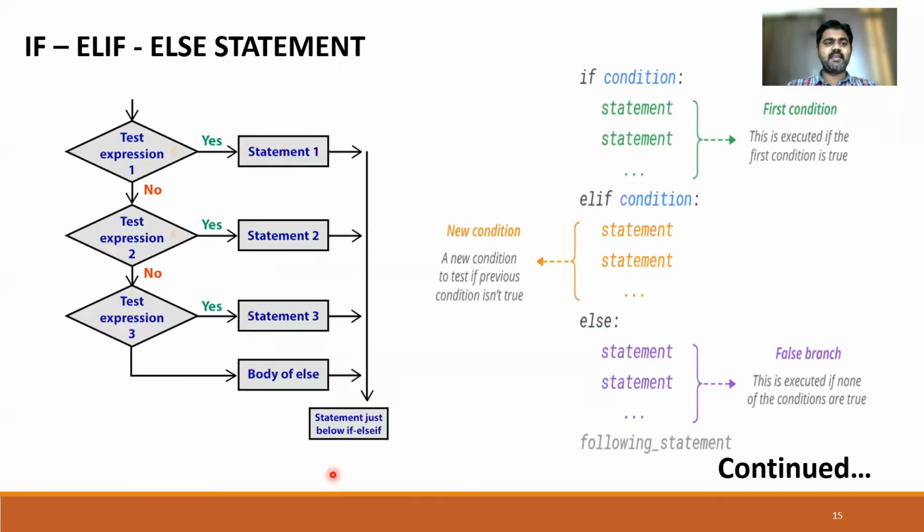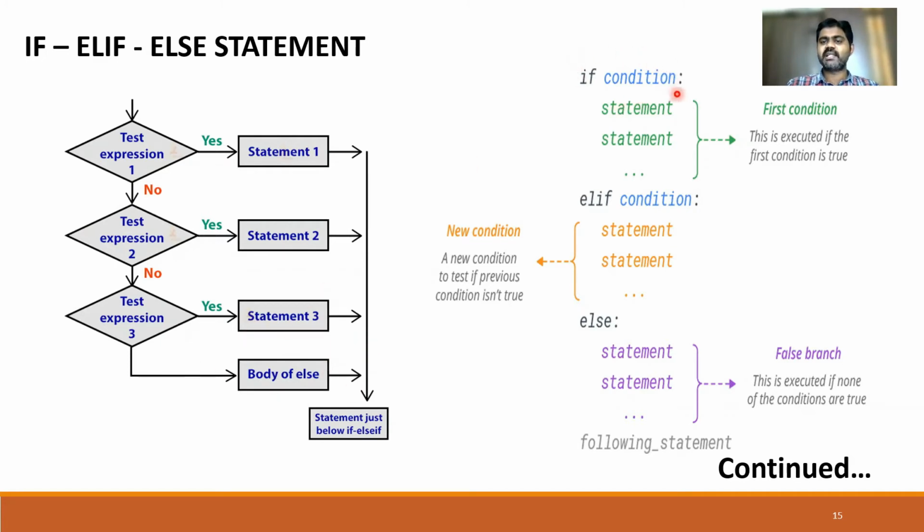So next is if-elif-else statement. Okay, so if elif, that means else if we have any other condition, we follow that condition, and later on we come to the else part. You can see test expression 1. If it is true, statement 1 is executed. If no, we'll again check test expression 2. If it is true, statement 2 is executed. If no, we'll check test expression 3. If it is yes, statement 3 is executed, and the remaining is the body of else.